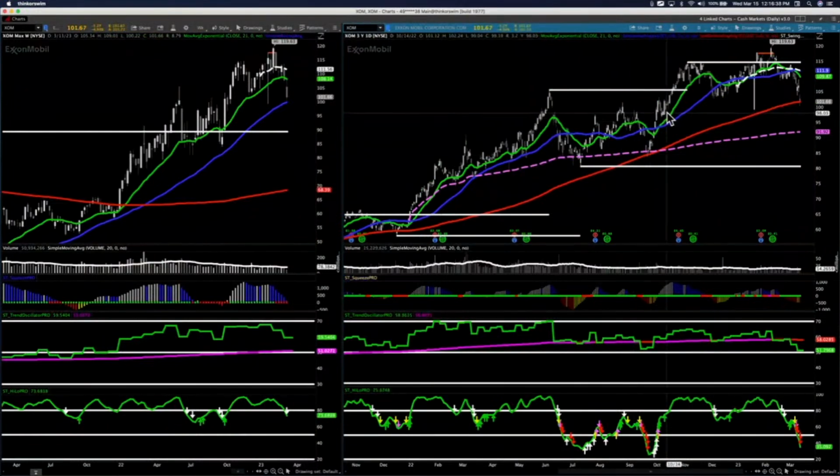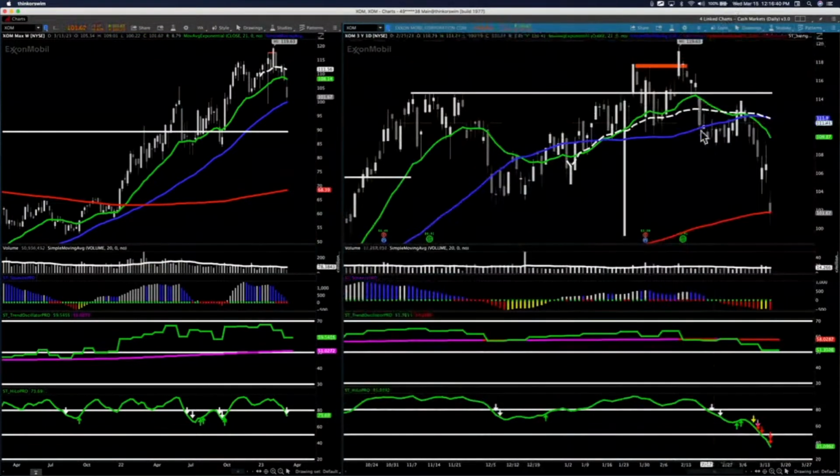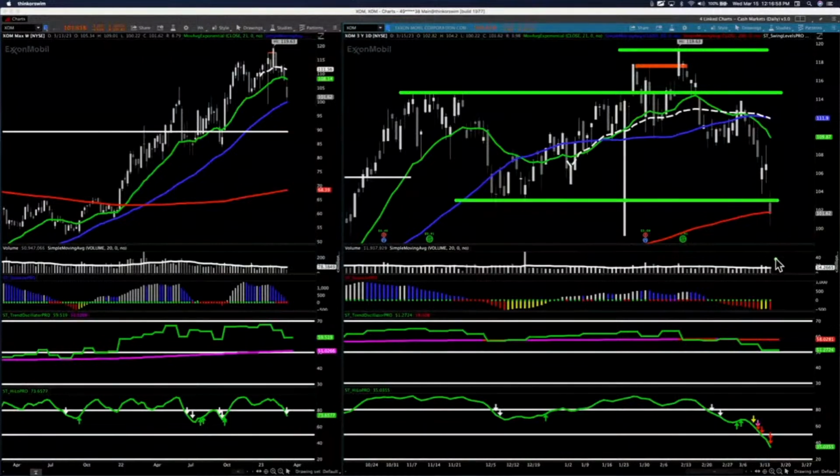So at this point, this is a weird candle. I don't believe that's a real candle. That's the candle that formed on that day where stocks opened up weird. But there's your previous high. There's another previous high. Here's your previous lows.